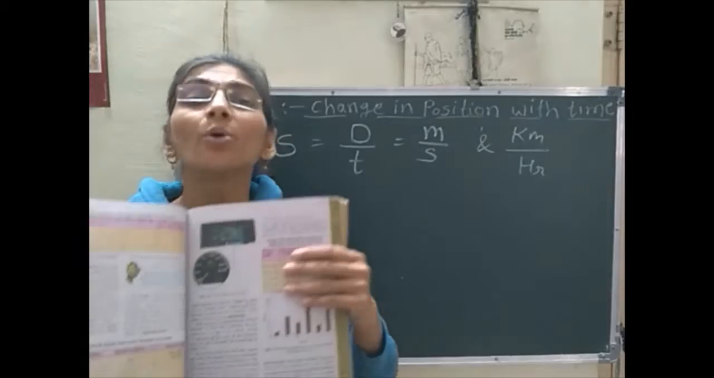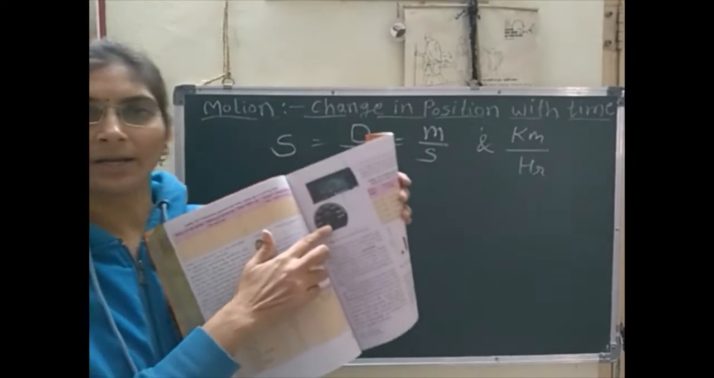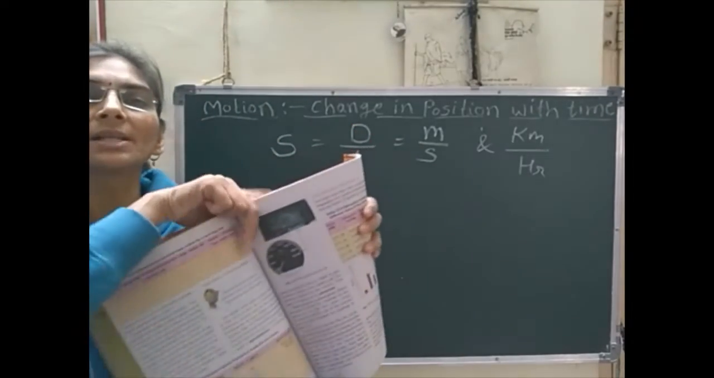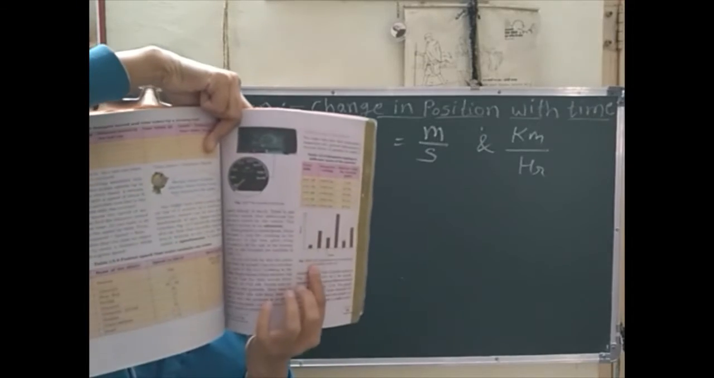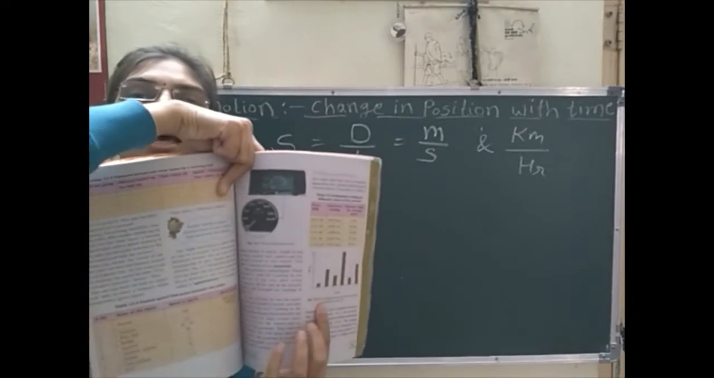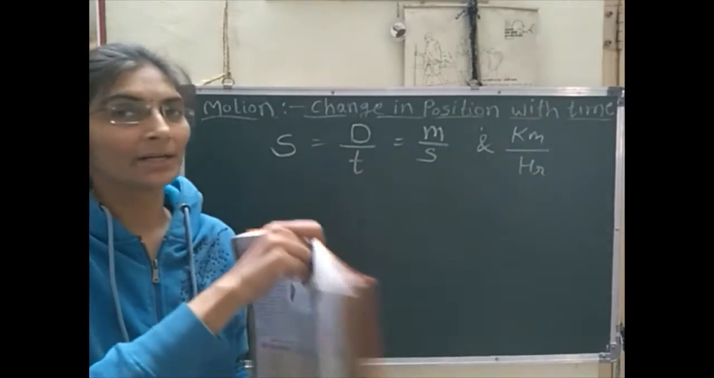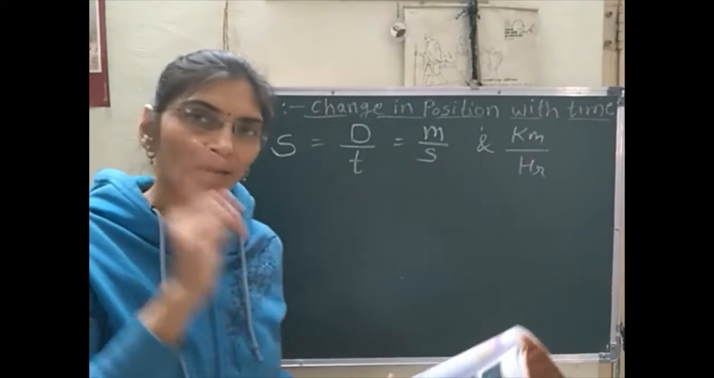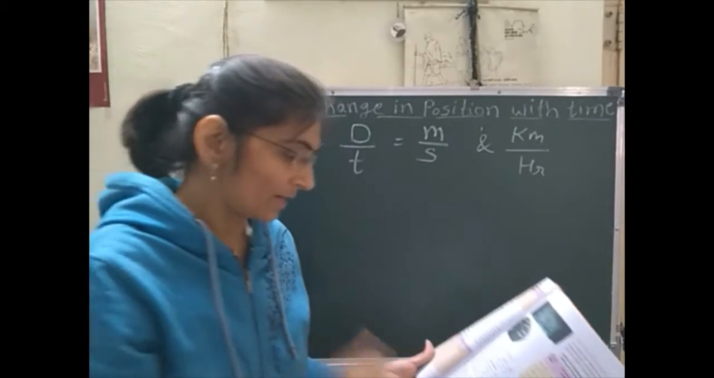And what is meant by odometer? Odometer indicates the distance traveled by the vehicle. Yes. Odometer indicates the total distance traveled by that vehicle.